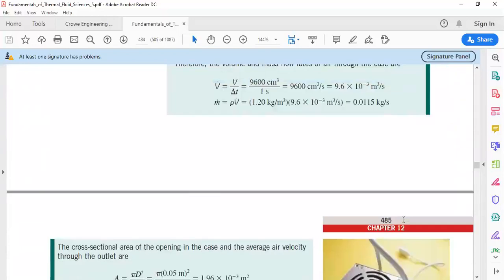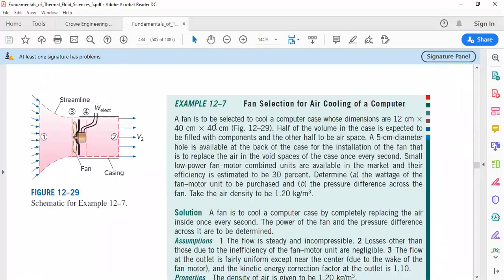This example here is for a fan. A fan is to be selected to cool a computer case whose dimensions are 12 by 40 by 40 centimeters. Half of the volume in the case is expected to be filled with components and the other half to be airspace. A 5 centimeter diameter hole is available at the back of the case for the installation of the fan.